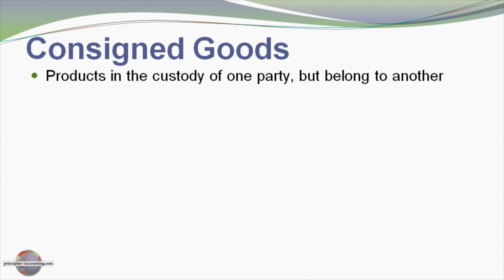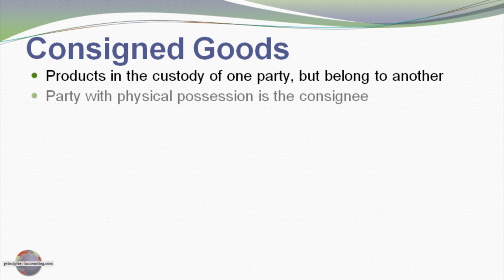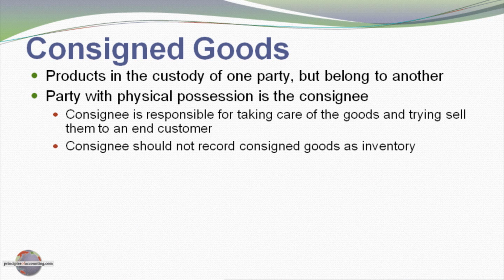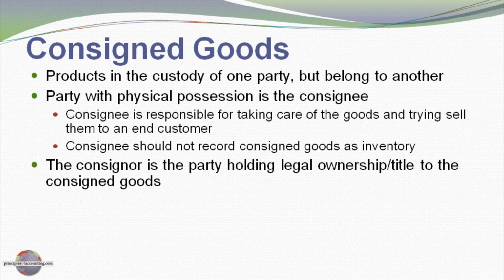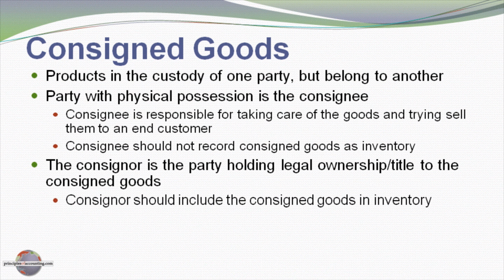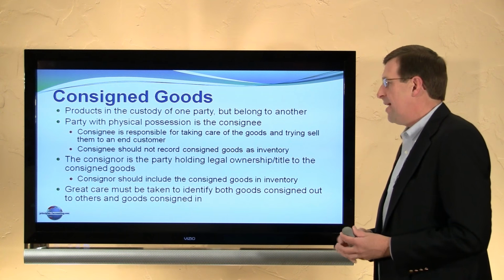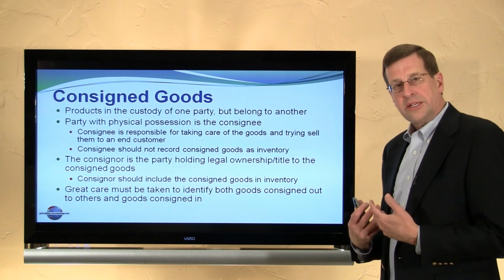Now, consigned goods is another topic. Consigned goods are products that are in the custody of one party but belong to another. The party with physical possession is known as the consignee. The consignee has a responsibility to care for those goods and try to resell them to an end customer. The consignee, however, does not own the goods and should not include the goods in their inventory on their financial statements. They'll have the goods in their inventory physically, but not in their accounts within the accounting records. The consignor is the party holding legal ownership or title to the goods, and the consignor would include those goods in inventory. In actuality and practice, great care must be taken to correctly identify goods that are consigned out to others as well as goods that are consigned in.